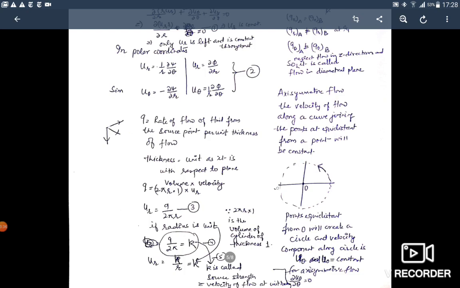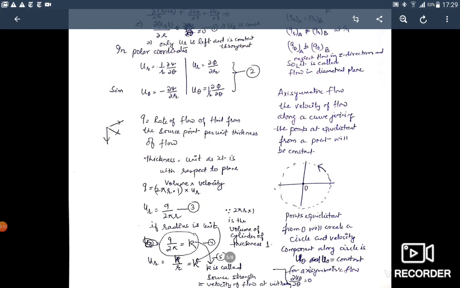Now volume, this is the circumference 2 pi r multiplied by the unit thickness. So it is 2 pi r into 1 into ur. This will be your rate of flow of fluid from the source. So what will be Q? Solve it for ur. ur will be Q upon 2 pi r.